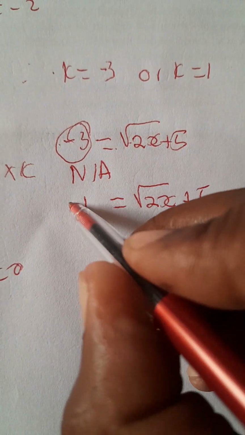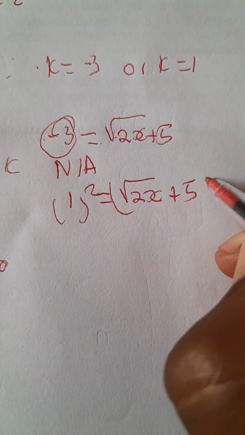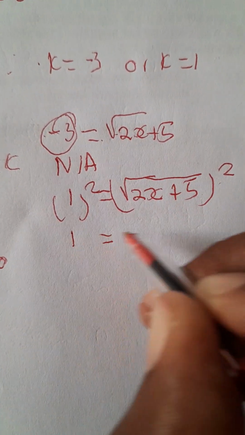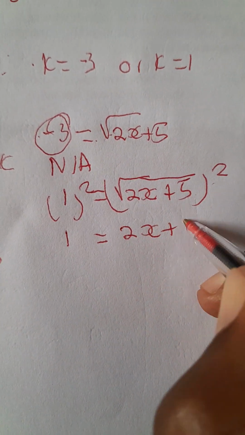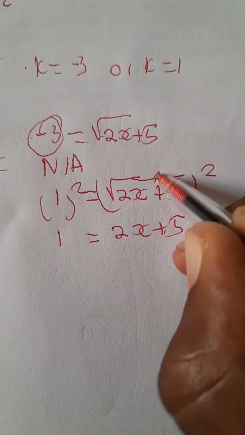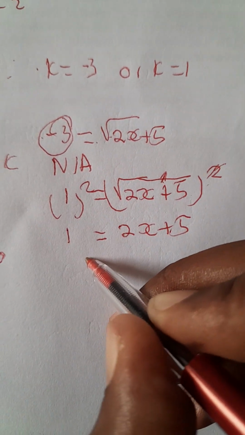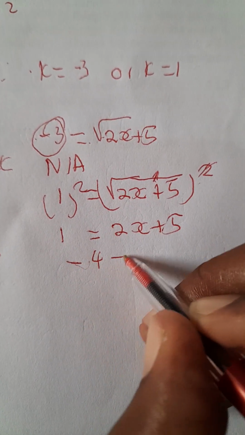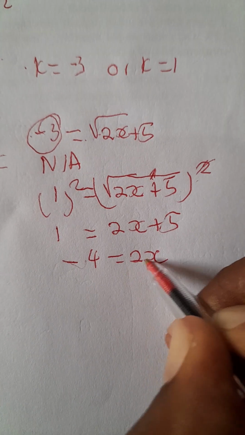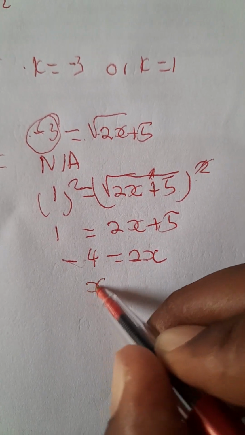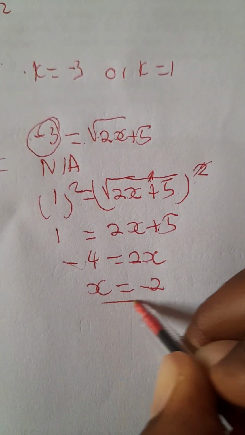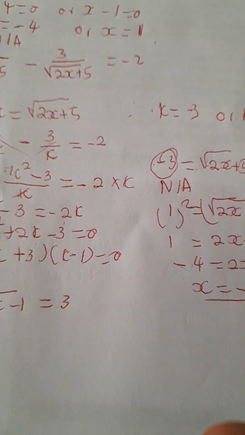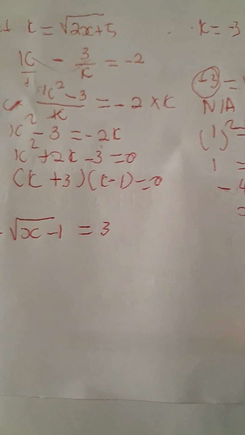Then we could square both sides to get rid of the square root, remember. So this will be 1, and we'll be left with 2x plus 5. Remember that the root and the square cancel each other. Then take 5 to that side. 1 minus 5, that will be minus 4, equated to 2x. Then divide, how many times does 2 go into 4? It goes 2 times. Then we have x equals negative 2. You can check this. If you check this, you can see that it's valid. So this is the solution in this case.